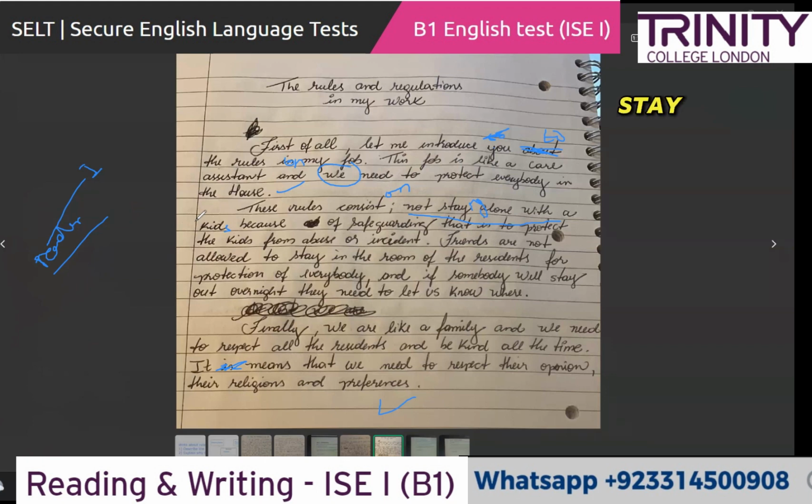Yeah, I mean, not stay alone with us, with me, not stay alone with me. Okay, they should not stay alone with you? Yeah. Why not? Because of the safeguarding and to protect the kids from abuse and incident. That is the second line, I think. The third line. Make me understand.